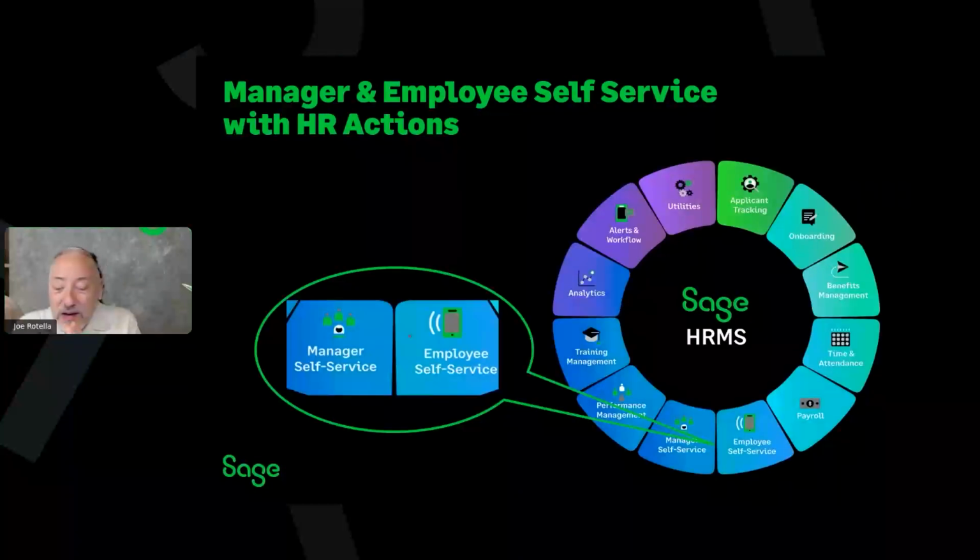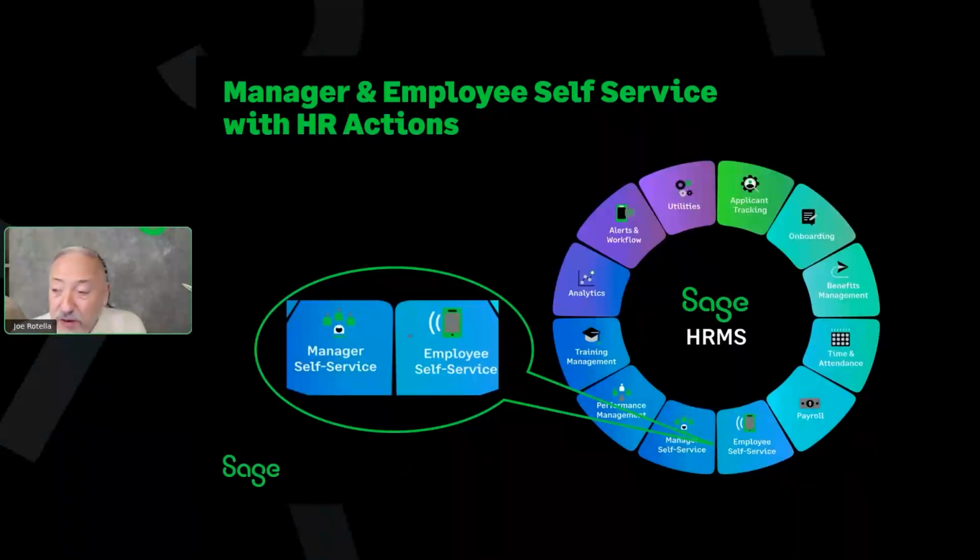Sage HRMS covers the entire employment life cycle, and we've developed this wheel to show that whole series of events. You have applicant tracking and onboarding, then benefits management, time and attendance, payroll, employee and manager self-service, performance management, training management, analytics, alerts, and workflow, and then utilities.